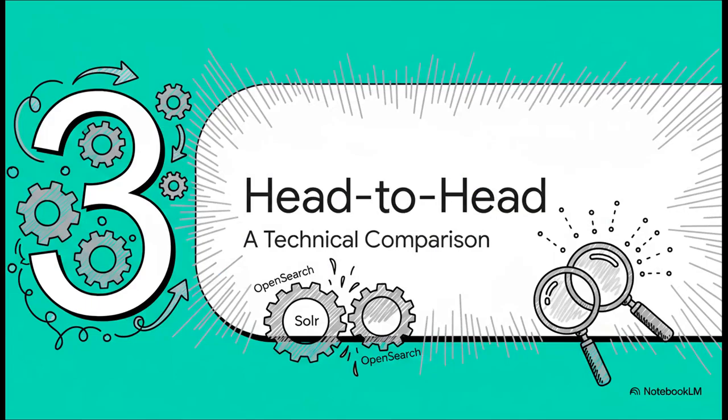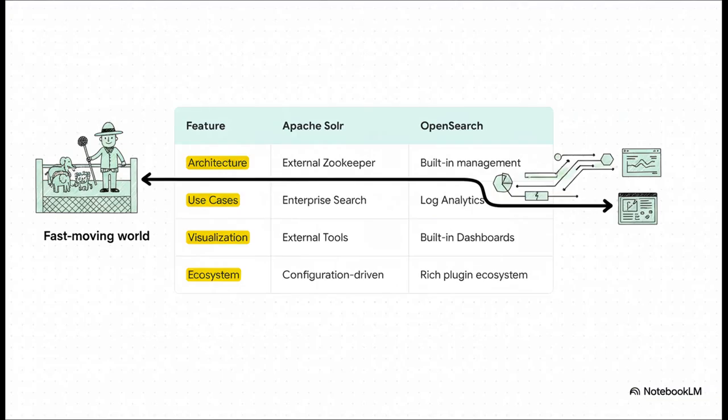All right, so we know their backstories. Let's get into the nitty-gritty and put them head-to-head to see how those different origins lead to some really different capabilities. You know, you can practically draw a straight line from where these platforms came from to what they're good at today. Solr's architecture with that external ZooKeeper is perfect for the highly controlled world of enterprise search.